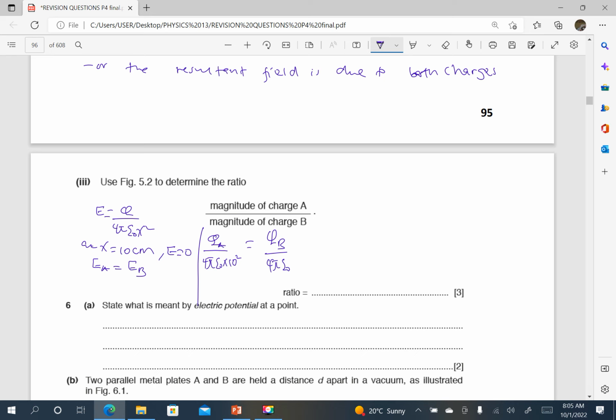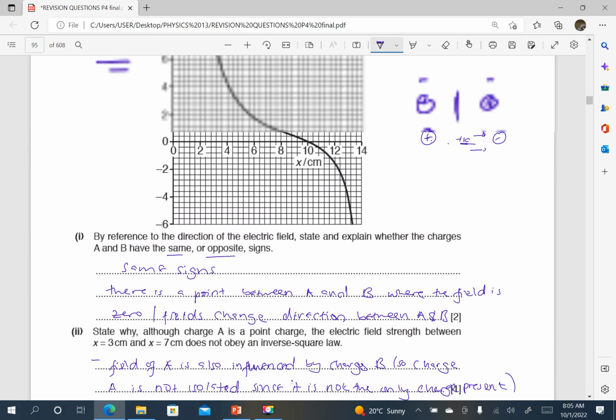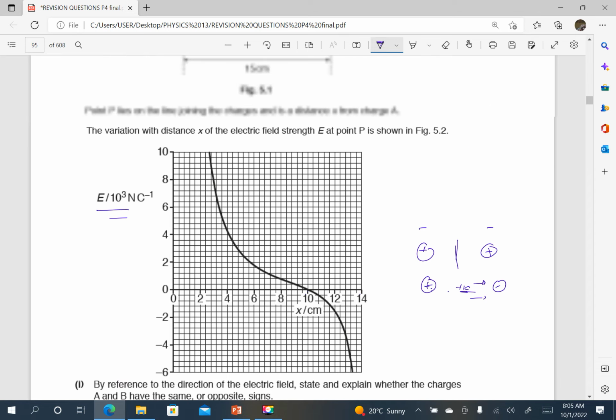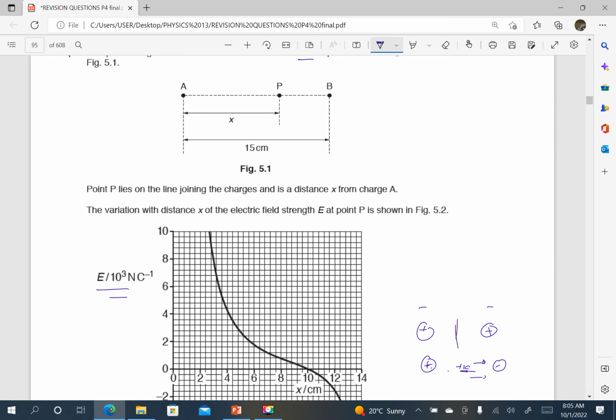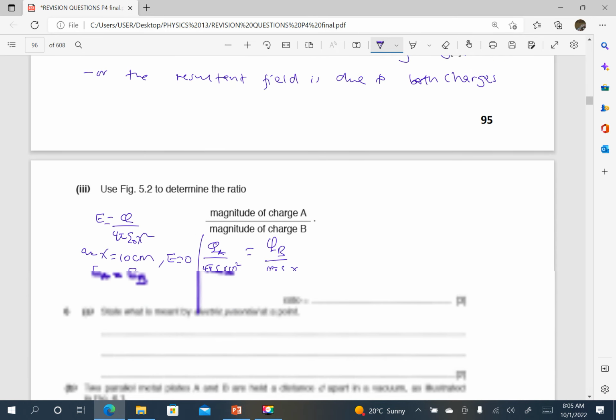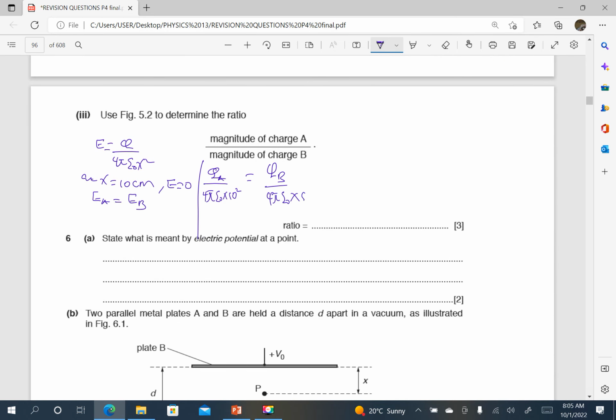4 pi epsilon naught, the distance of B from the point. The distance between the charges is 15, I mean it is 15, actually it was 15. The distance between B and A was 15, so if at P where E is 0 it is 10, the other distance is 5. So the other distance is 5 centimeters, 15 minus 10.